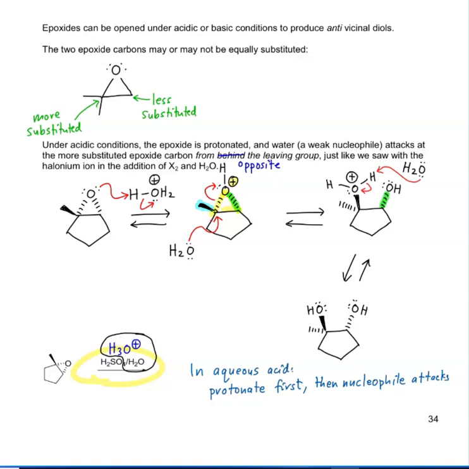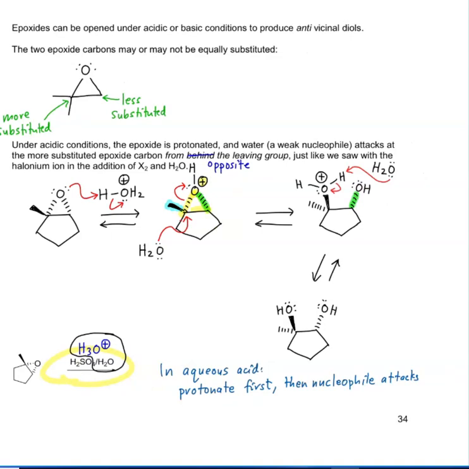Okay, let's see how that's different in base. If you're in aqueous base, then what you have going on is something like sodium hydroxide in water or potassium hydroxide in water. So it might be written in one of these forms. But in both those cases, the important part of what you have is the hydroxide ion. Remember that K and Na are spectators, and so they're not going to be participating in the chemistry here.